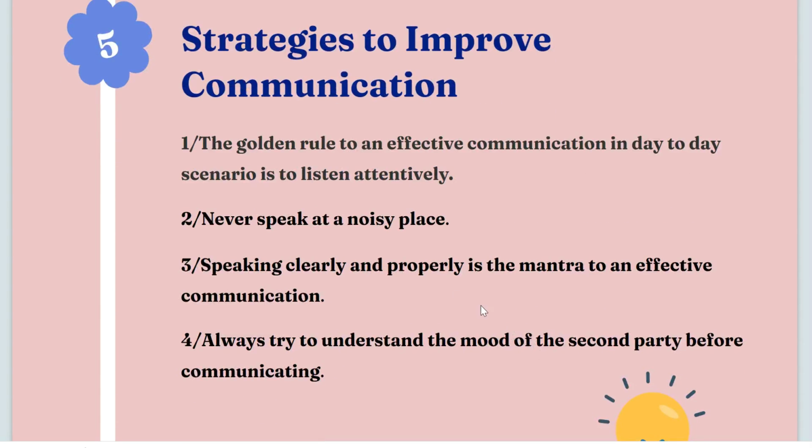The golden rule to effective communication in day-to-day scenarios is to listen attentively. And the second one is never speak at a noisy place. The third one is speaking clearly and properly, which is natural to effective communication. And the last one is always try to understand the mood of the second party before communicating.